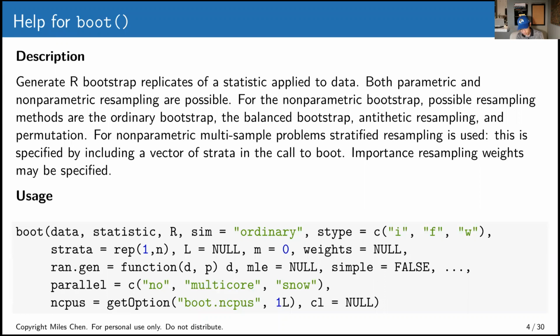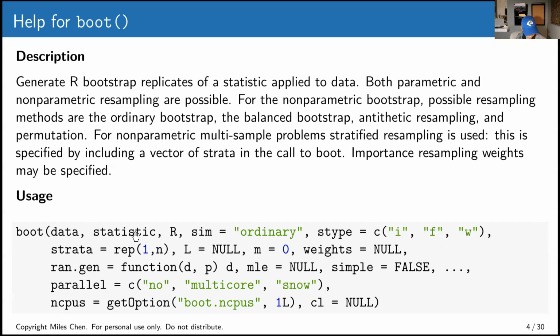This is just the description or help file that pops up when you call help on boot, and it says this is what the function does. It says generate R bootstrap replicates of a statistic applied to data. Both parametric and non-parametric resampling are possible. For non-parametric bootstrap, the possible resampling methods are the ordinary bootstrap, balanced bootstrap, et cetera. And it can do all kinds of other stuff.